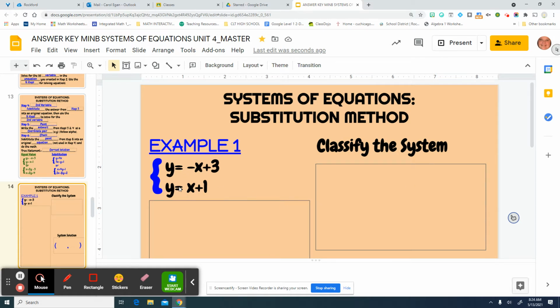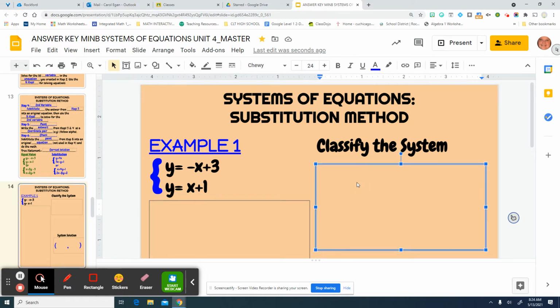Remember, to classify it, we need it to be in slope-intercept form first. These both are in slope-intercept form, so I can look and see they don't have the same slope. Based on that, I know that they are going to be consistent and independent.